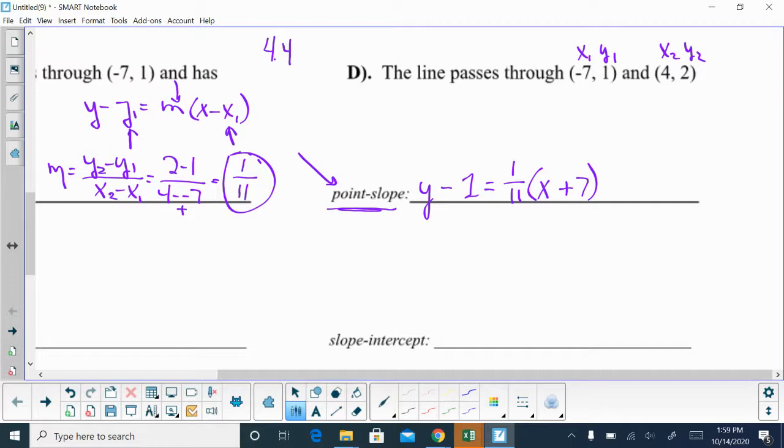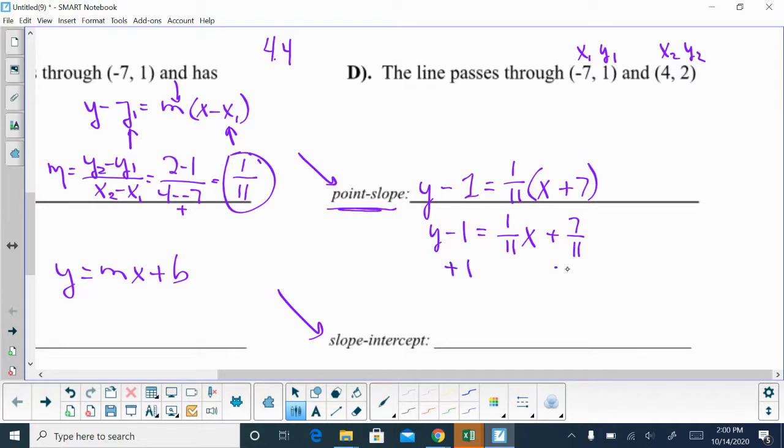Now we need to do some work with slope intercept. If you'll recall, y equals mx plus b. So y equals everything else. So I've got to remove the grouping symbols and move the negative 1 over. So getting started with that, y minus 1, let's distribute that 1/11th. So 1 times 7, 7 over 11.